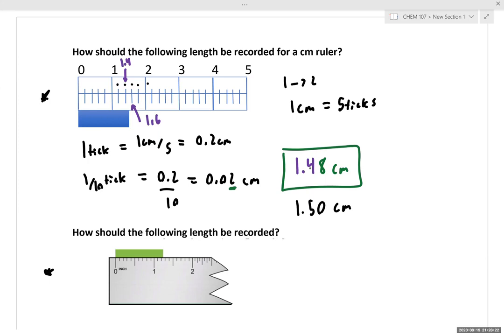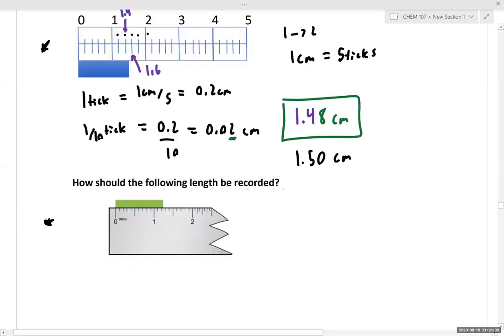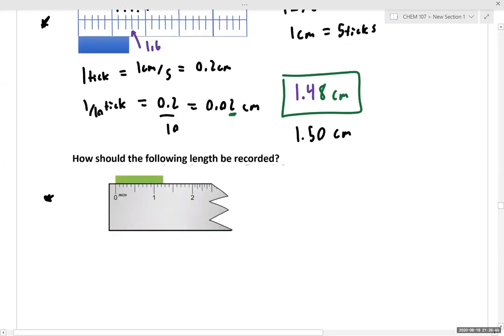Professor, why did you say it needs to have 3 sig figs? How do we know that? Because we have 2 certain digits and 1 estimated digit. Okay, got it. Thank you. Perfect, perfect. Let's spend about another minute and a half to 2 minutes, and let's work on example number 2.